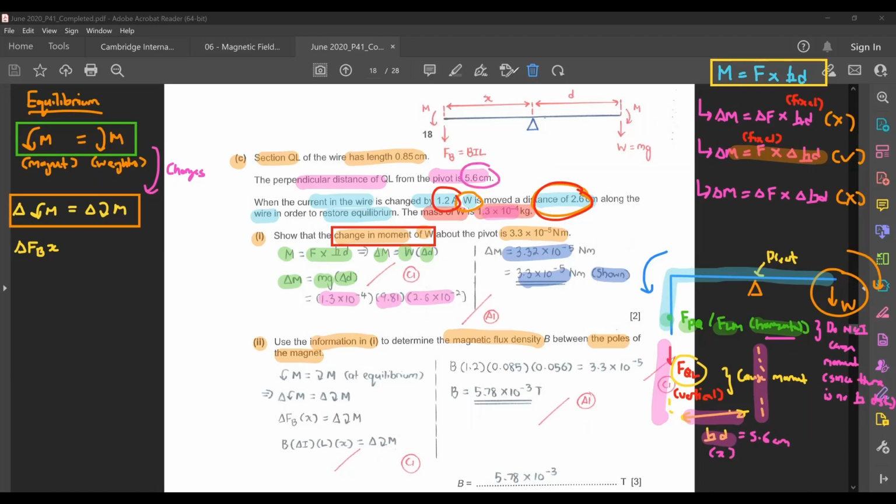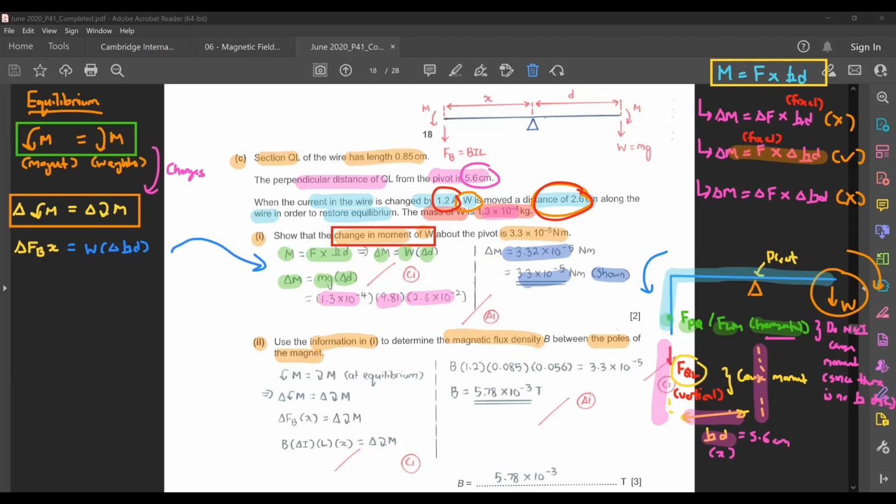All right. And then as for the change in clockwise moment caused by your weight, it's actually your weight times the change in your perpendicular distance. You've actually found it over this part of your question here. So there's no need to repeat the calculation again.